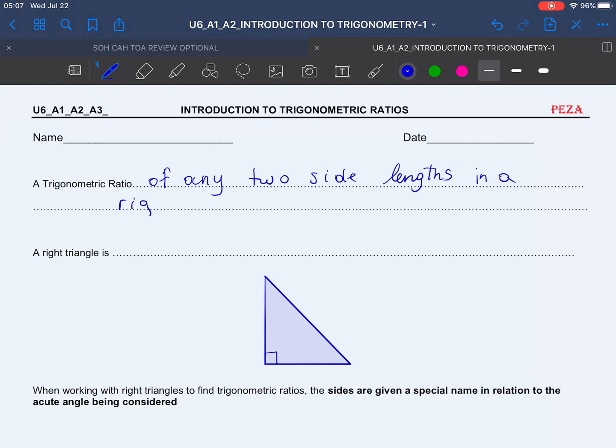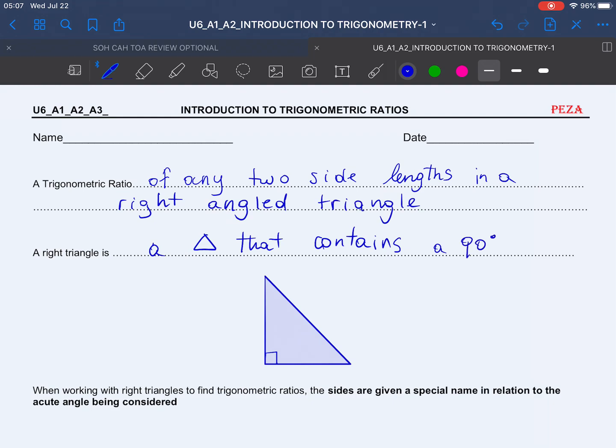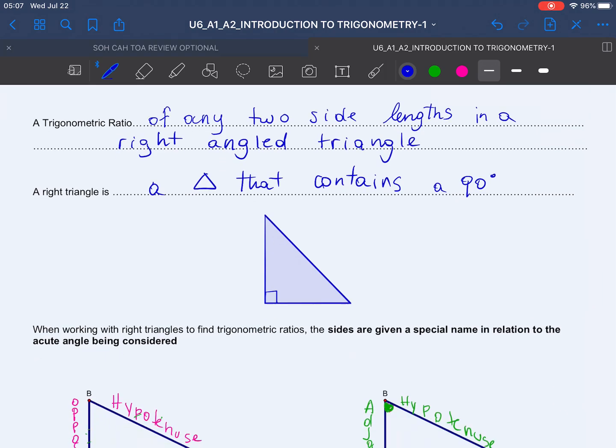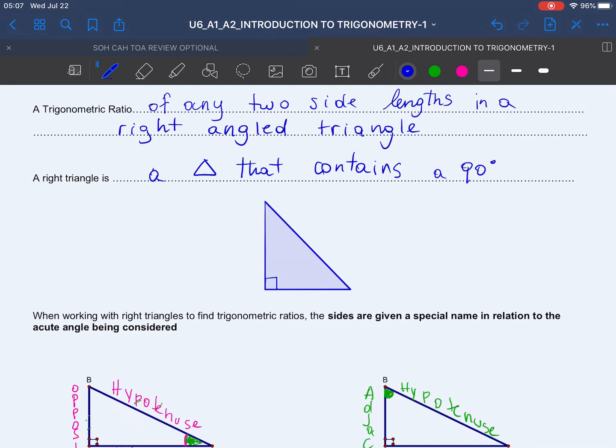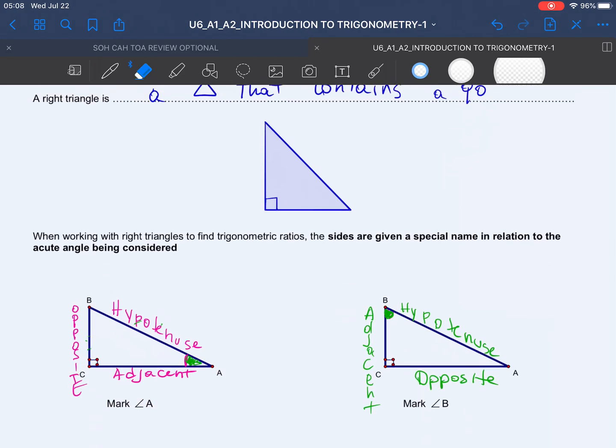A right-angle triangle. Okay? And as I mentioned before, a right-angle triangle is a triangle that contains a 90-degree angle. So I'll write it for sure. Okay, so why do we want to study the trigonometry of right-angle triangles? Well, there are a lot of special features in right-angle triangles that can help us actually measure the other triangles or the rest of the triangles that are out there.